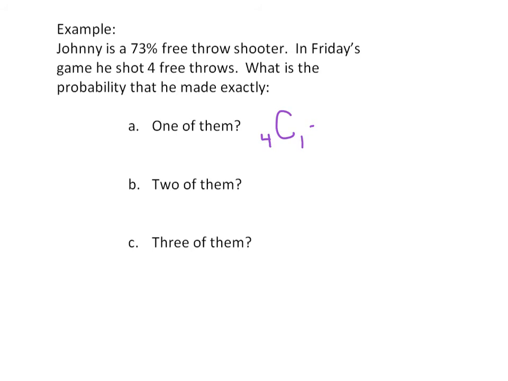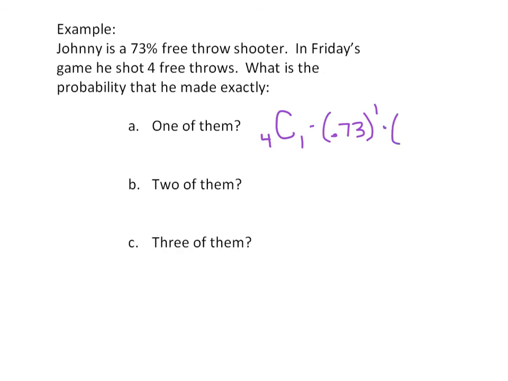Now, next is the probability that he makes that one. Probability of success. Well, he makes 73% of the shots he takes. So 0.73 is the probability he's going to make a free throw. And we've got to raise that to the number of free throws that we want him to make in this problem, which is 1. Okay? And then we need to multiply that by the probability that he misses.